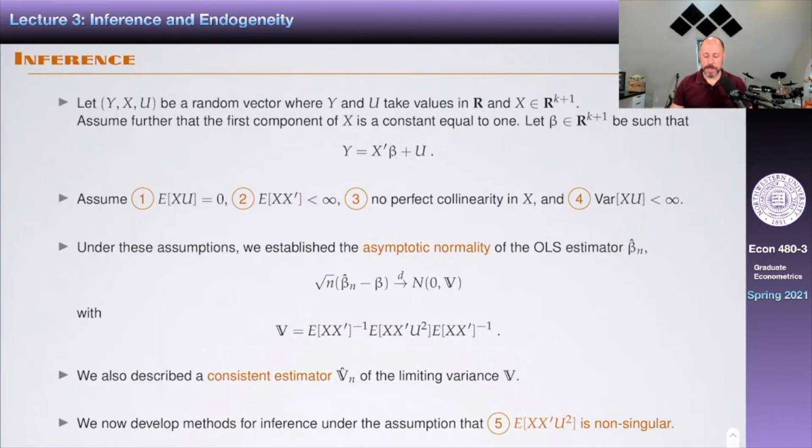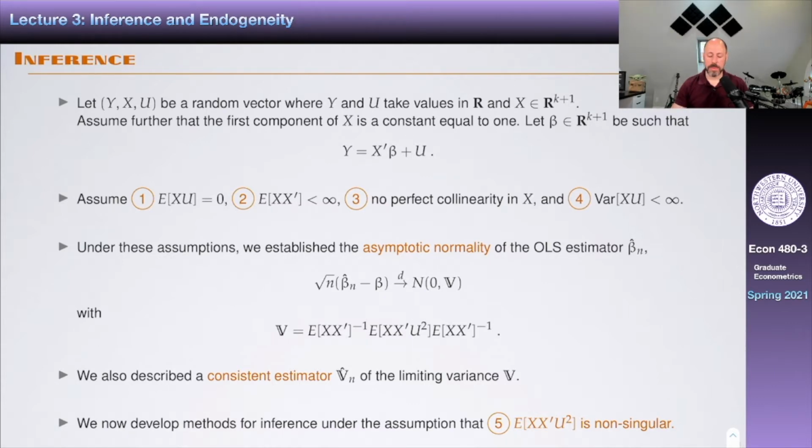We're going to consider the same model that we've been talking about before. Here, (y, x, u) is a random vector where y and u are scalars that take values in the real line, and x is a vector of dimension k plus 1. As always, we assume that the first component of x is a constant. So beta is of dimension k plus 1, where the first, beta naught, is a constant term, and all the other ones are slope parameters. So far, we have assumed what we call our four basic assumptions.